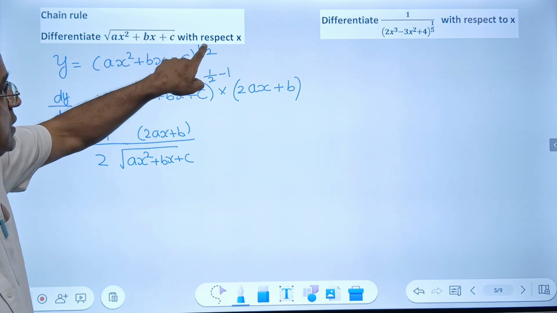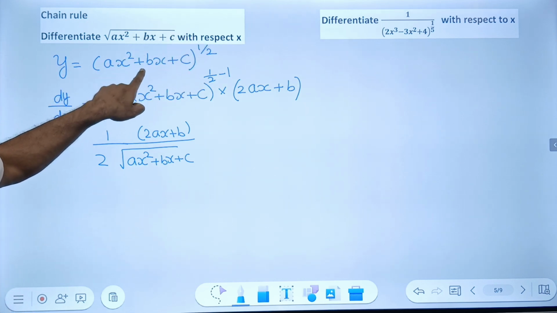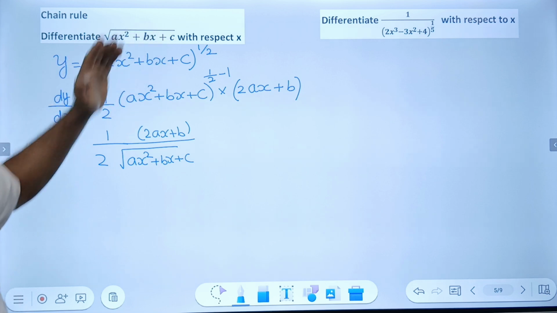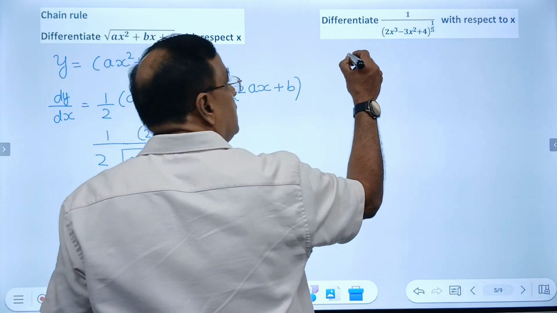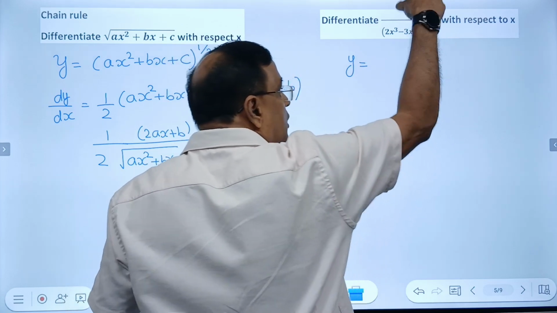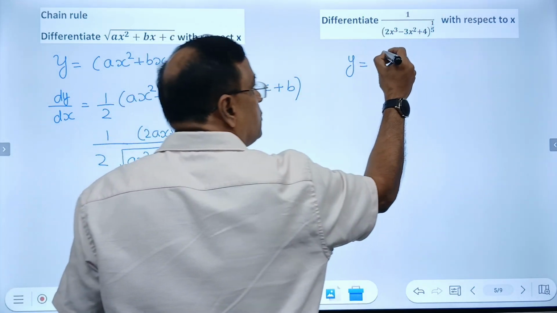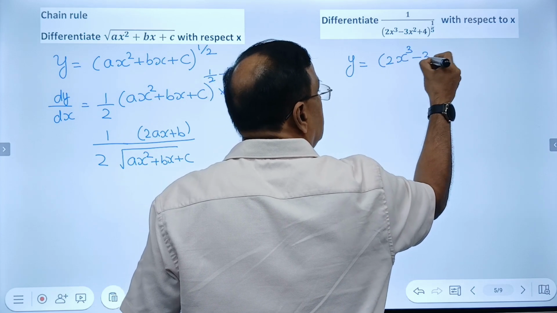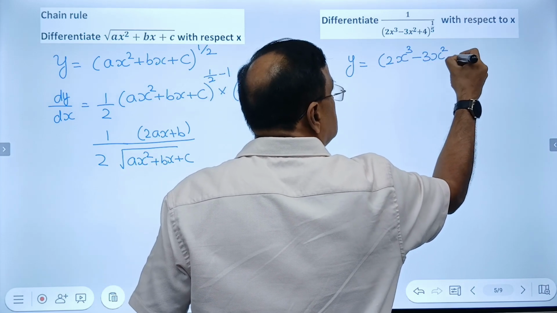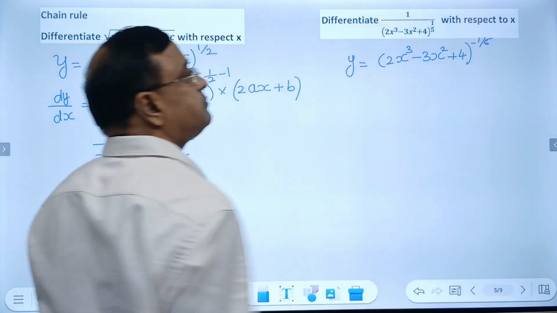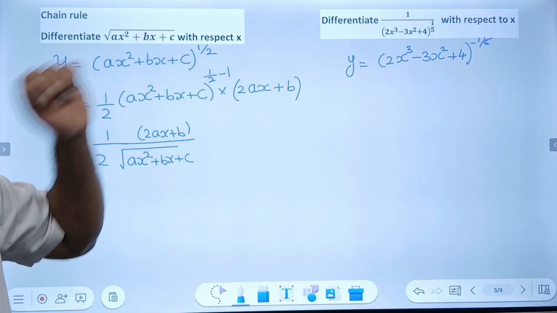So first you differentiate the power, then you differentiate the base. And differentiation is done only on the numerator. Now what do I mean by that? Look at this problem. This is in the denominator, so you can't go to the denominator and differentiate. So what do you do? You pull this up: 2x cube minus 3x square plus 4, whole power minus 1 by 5.